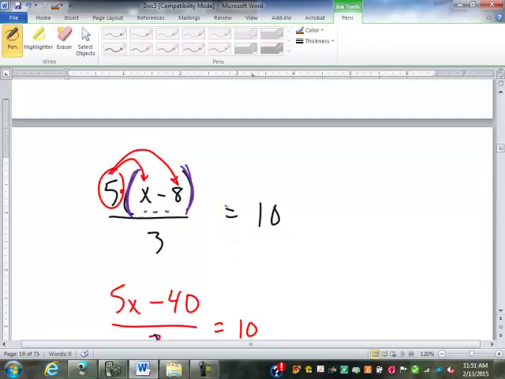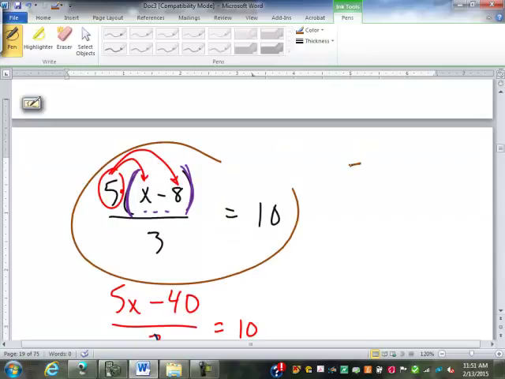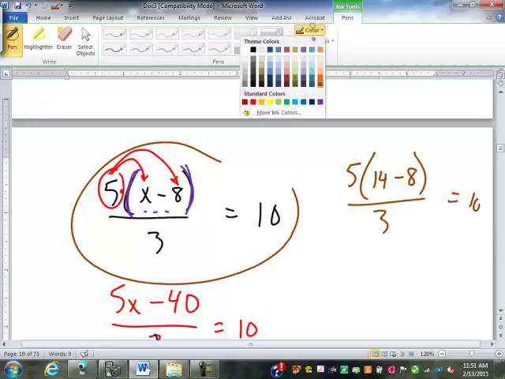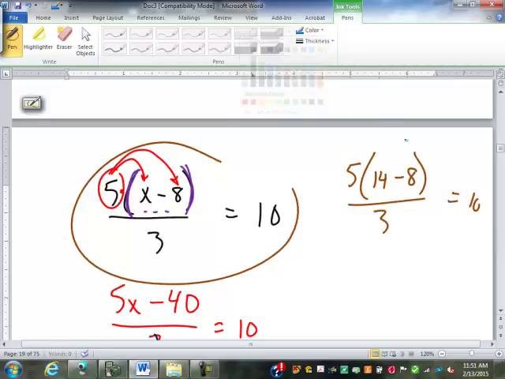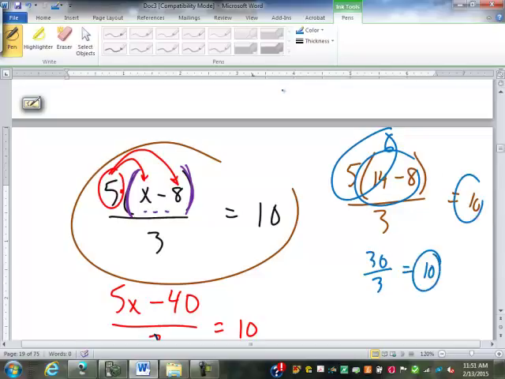And just like any of our other equations we did earlier in the week, we can always come back to the original equation and test it out. Put 14 in for x. Will this be true? Does this equal 10? Well, 14 minus 8 is 6. 6 times 5 is 30. 30 divided by 3 is 10. So it works out.